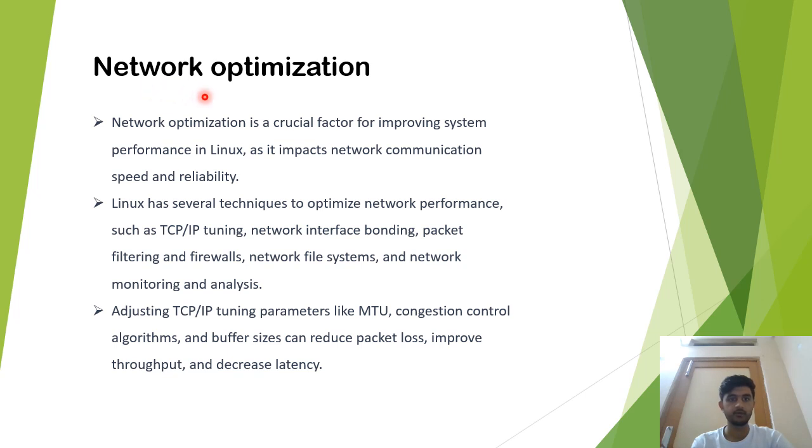And the last is network optimization. It is a crucial factor for improving system performance in Linux as it impacts network communication speed and reliability. Linux has several techniques to optimize network performance, such as TCP/IP tuning, network interface bonding, packet filtering and firewalls, and many more. Adjusting TCP/IP tuning parameters like MTU, congestion control algorithms, and buffer sizes can reduce packet loss, improve throughput, and decrease latency.